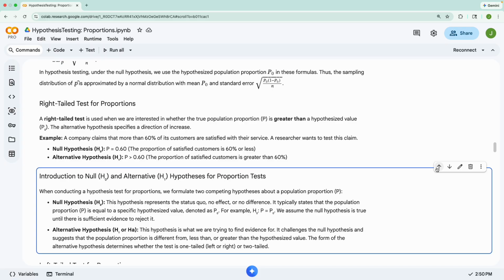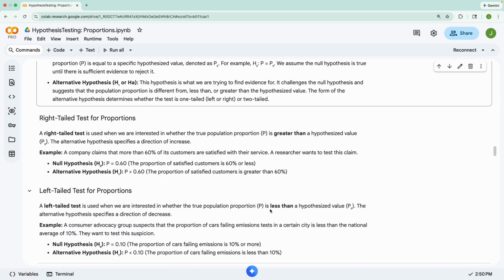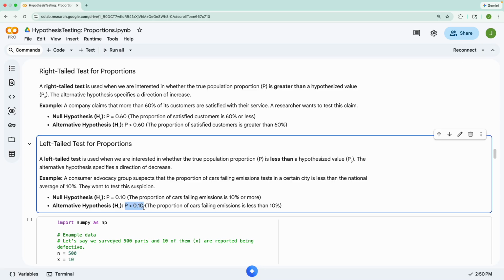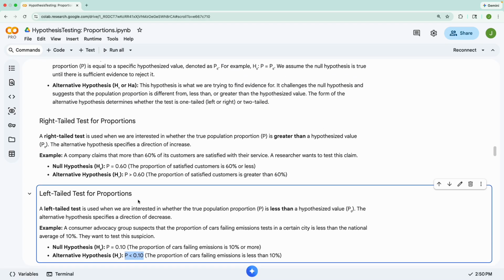So my apologies there. Then a left-tailed test means that the alternative hypothesis is less than 10%. So that means that where we calculate our p-value is in the left tail.